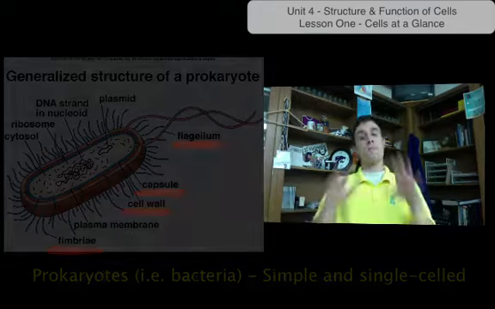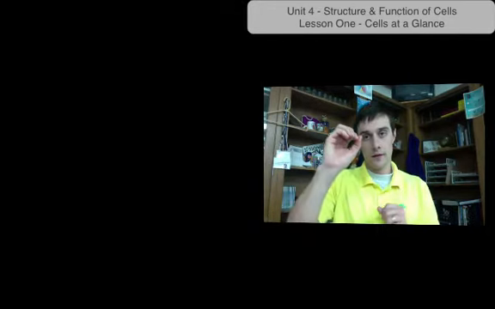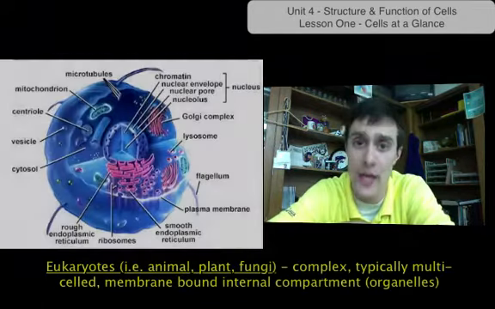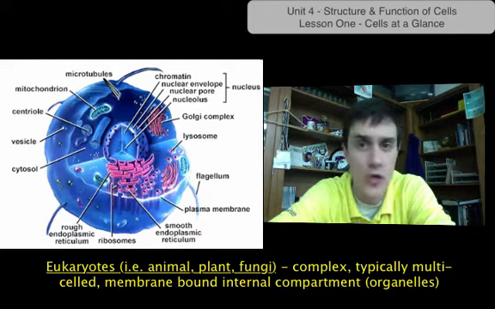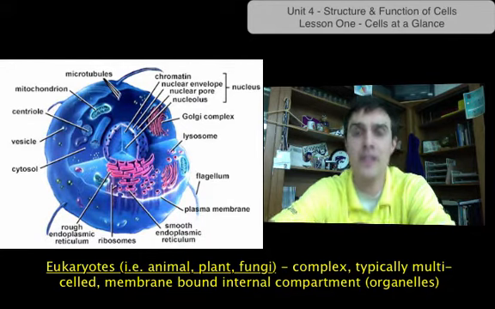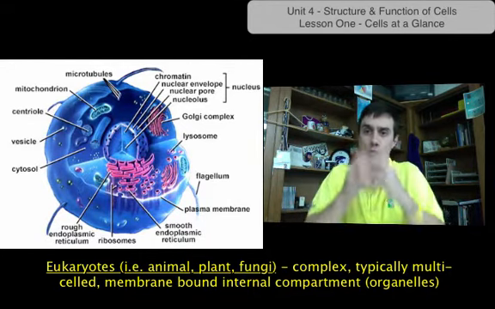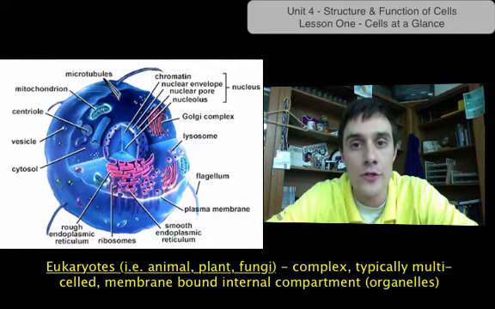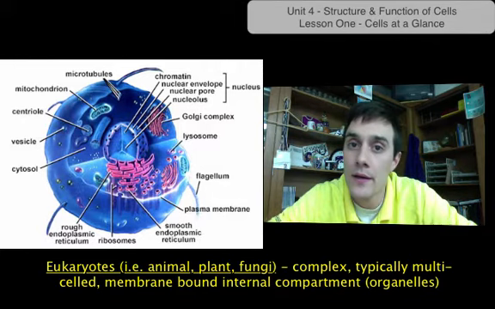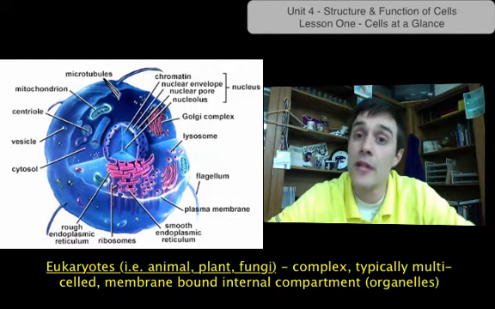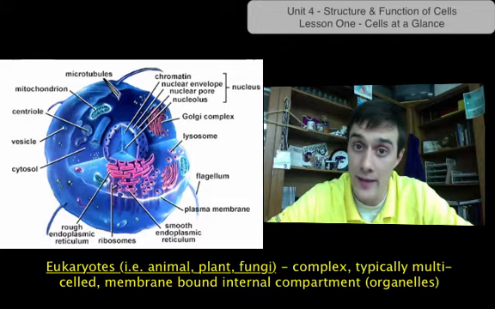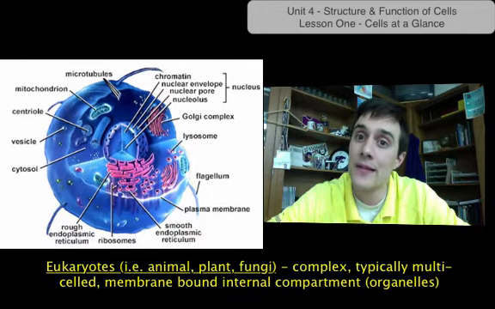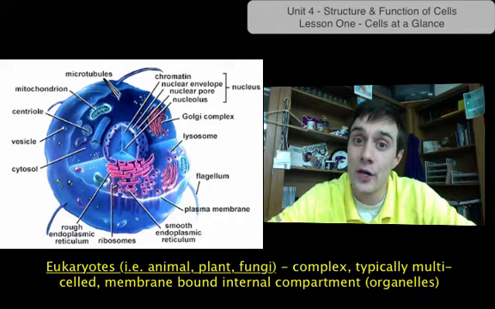Eukaryotes, on the other hand, the major difference that they have is that they have membrane-bound organelles. Prokaryotes do not have membrane-bound organelles, meaning they do not have separate internal compartments within them that have cell membranes surrounding them. Eukaryotes do. They've got items like nuclei. They have items like mitochondria, Golgi bodies, endoplasmic reticula. They've also got lysosomes, vesicles, chloroplasts.